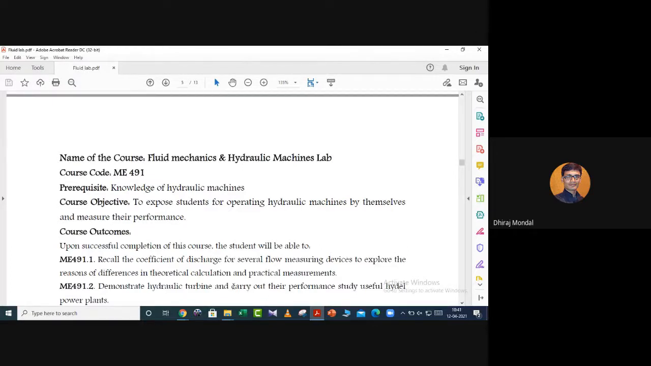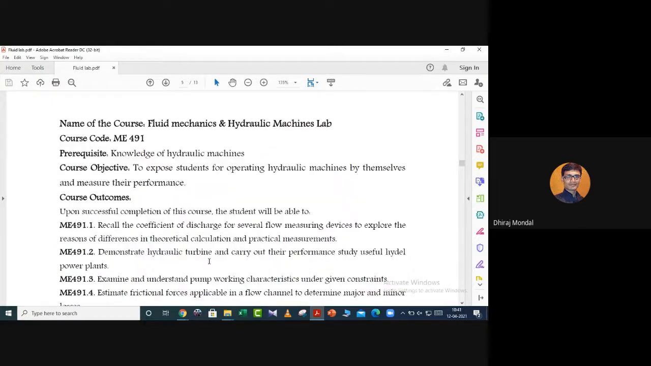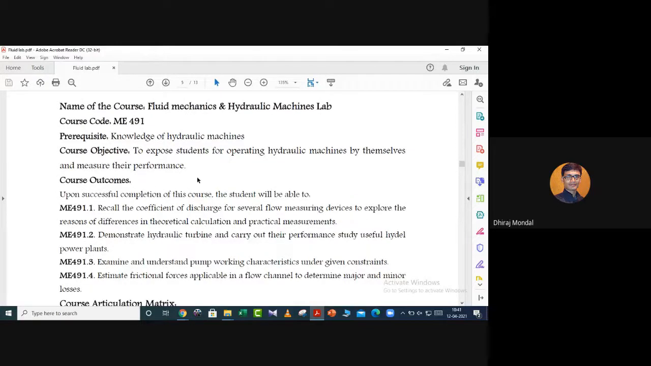What is the course outcome? There are mainly 4 course outcomes. Upon successful completion of the course, the student will be able to recall the coefficient of discharge of several flow measuring devices, to explore the reason for the difference between theoretical calculation and practical measurement.